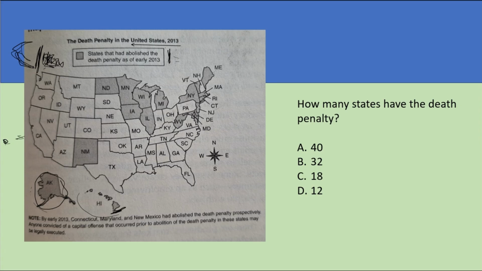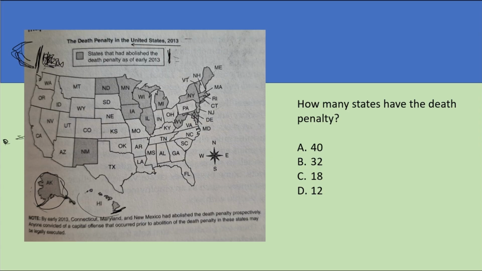So once again, folks, when it comes to maps, just make sure you understand everything that's going on around it, make sure you read that title, you locate that legend, and you understand what you are looking at before you jump into any of the questions. So let's go ahead and read the question. The question asks, how many states have the death penalty?